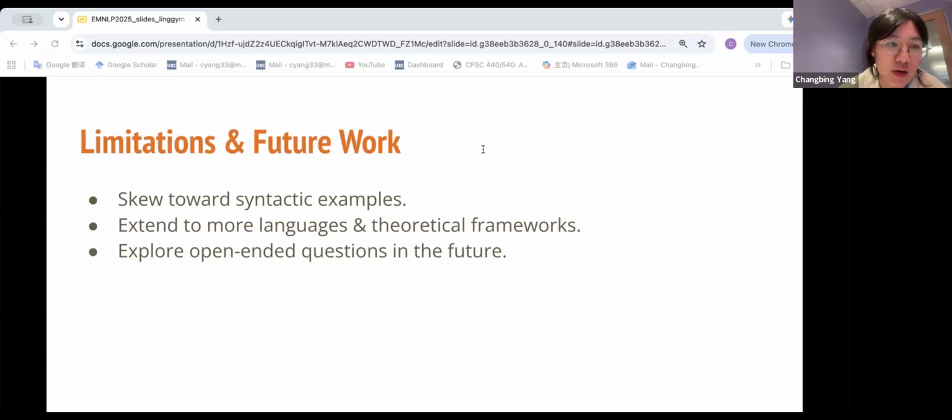But in practice, when you ask something, the model can generate free text. So our goal is to do more experiments toward open-ended questions in the future.